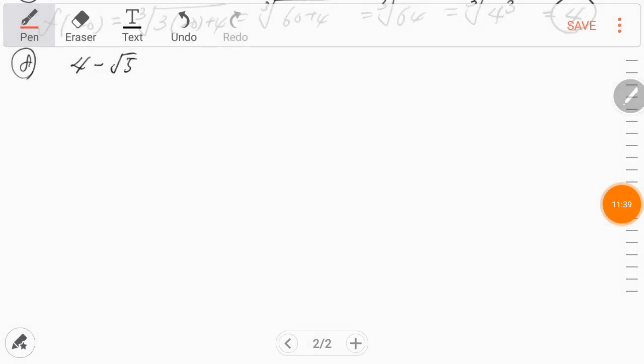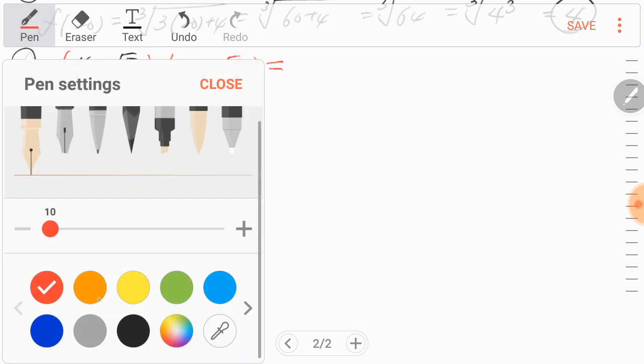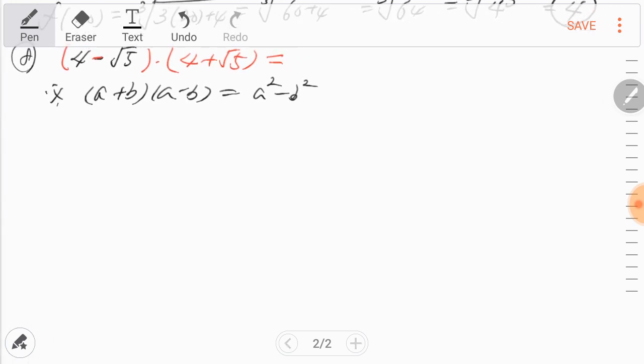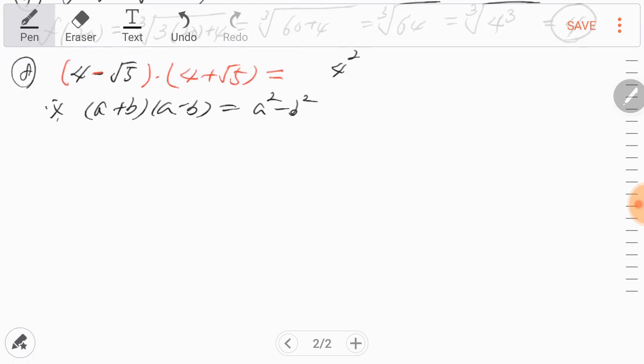Okay, number 8, find the conjugate of this expression and multiply this expression by the conjugate. So the conjugate is what? Change the sign. So 4 plus square root of 5. Then this is equal to, okay, difference of squares: a plus b times a minus b is equal to what? a squared minus b squared. So use this formula. So this is equal to 4 squared minus square root of 5 squared. Then 16 minus 5, so that is equal to 11.